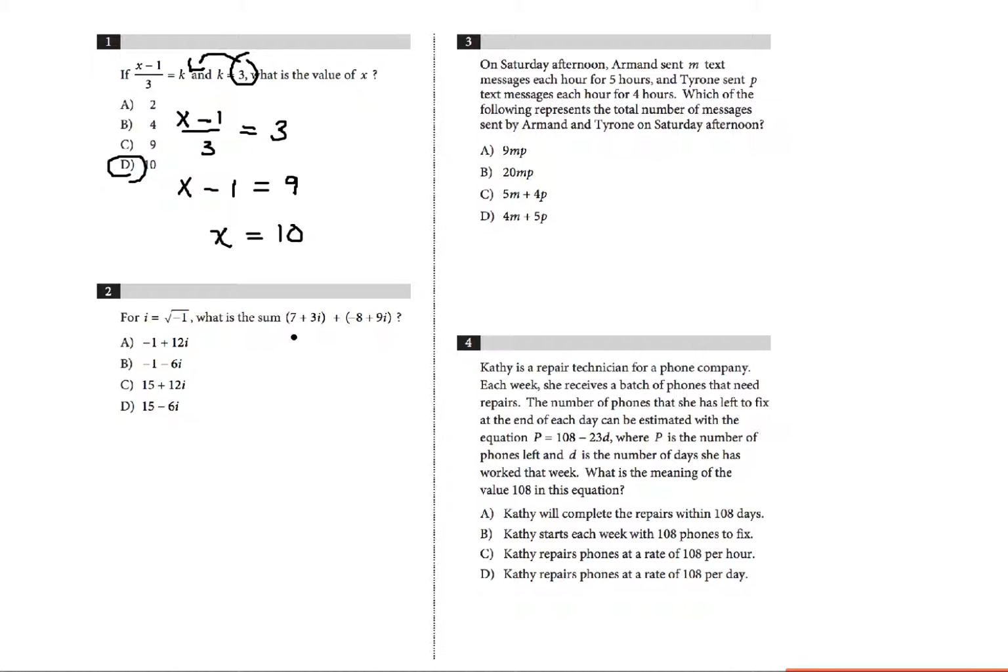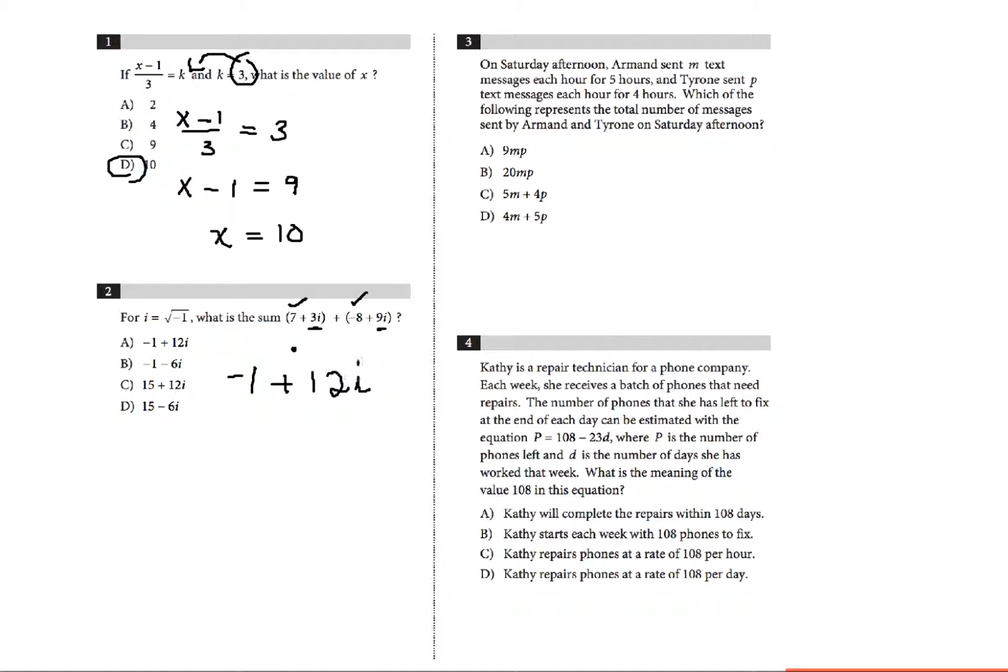All right, the next one's an imaginary number problem, but it's a really simple one. So all they're asking us to do is to add these together. You're going to treat i's as if they were just a variable. So you're going to add the like terms together. So we're going to add 7 and negative 8 together, and we get negative 1. And we add 3i plus 11i, and we get 12i, plus 12i.